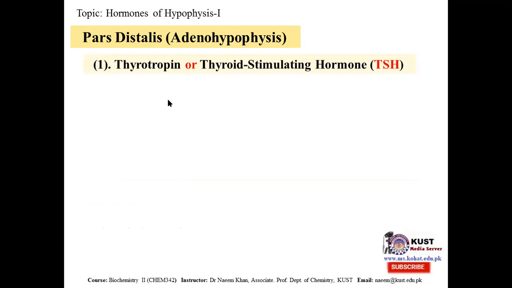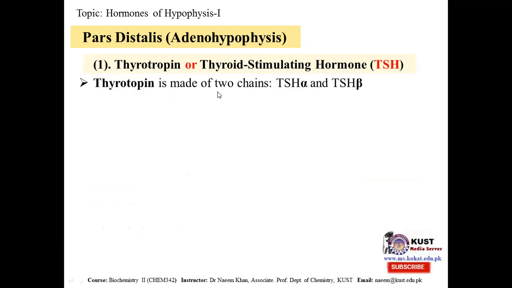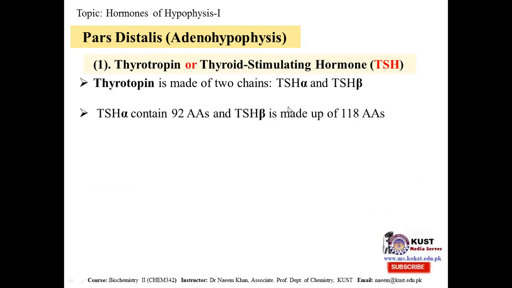Starting with the first type, thyrotropin, or thyroid stimulating hormone. This is made up of two chains of amino acids: thyroid stimulating hormone alpha and thyroid stimulating hormone beta chain. The alpha chain is made up of 92 amino acids, while the beta chain is made up of 118 amino acids.